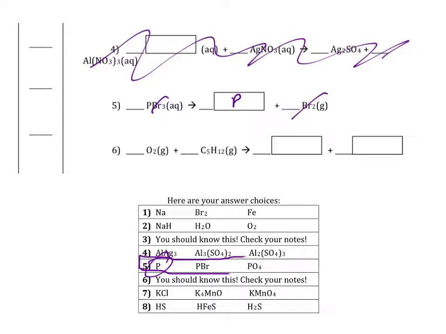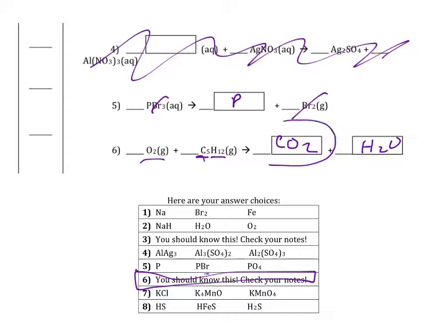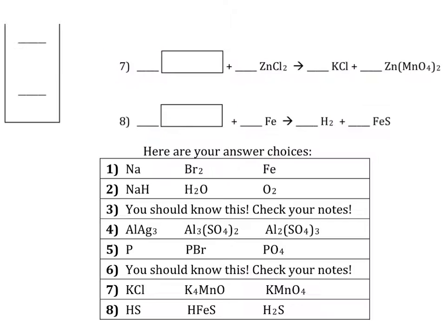Easy peasy. Also, take a look. CHNO. You should know this. It is combustion, so carbon dioxide and water. Combustion will always produce carbon dioxide and water. And the way you know it's combustion is it's CHNO. All right. We're also going to skip number 7. So let's go ahead and go to number 8.